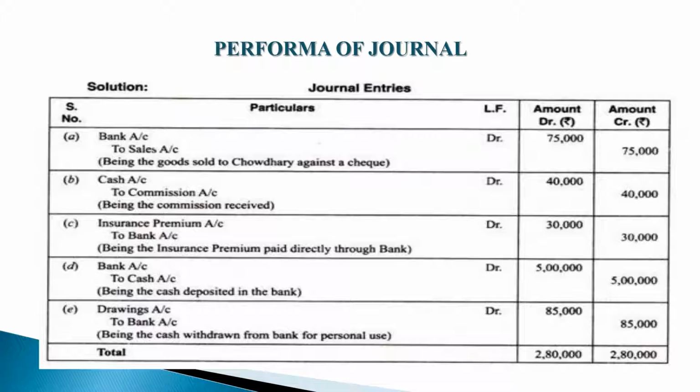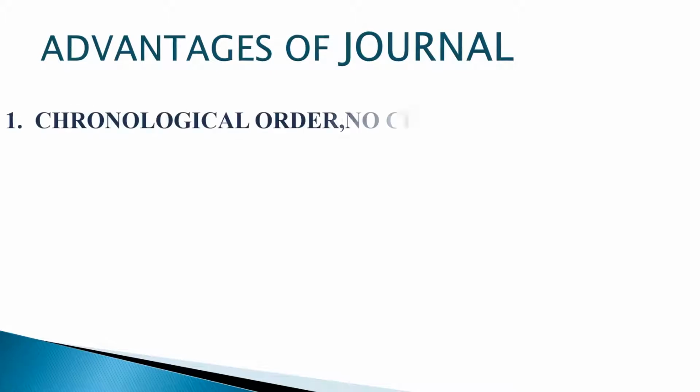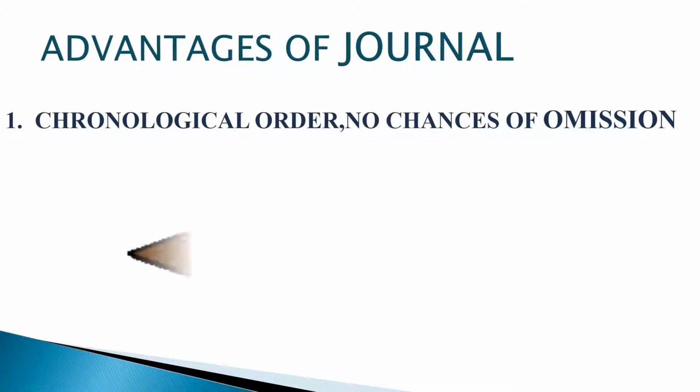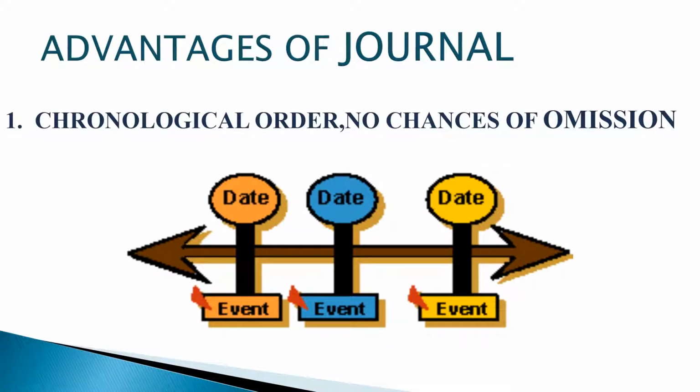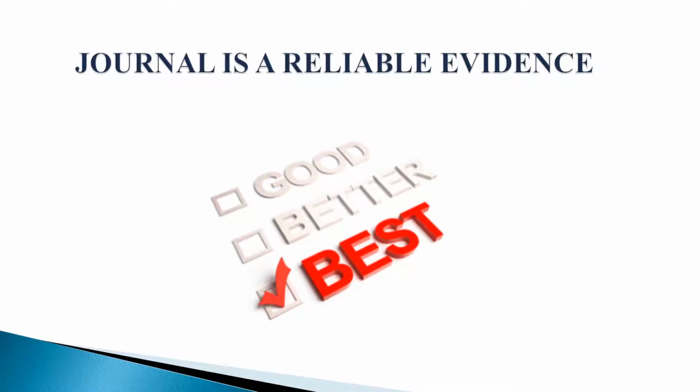Now, it is time to discuss the advantages of journal. It starts with chronological order in which the transactions are recorded on the basis of date, so there is no chance of omission. Next advantage is journal is a reliable evidence because all the transactions are recorded firstly in book. That is why it is also known as book of original entry.